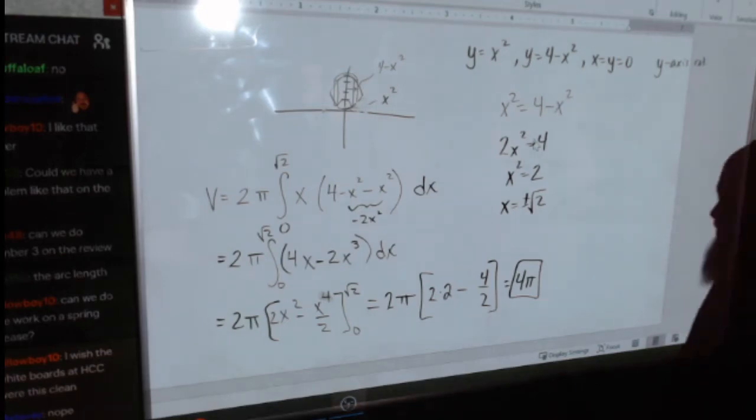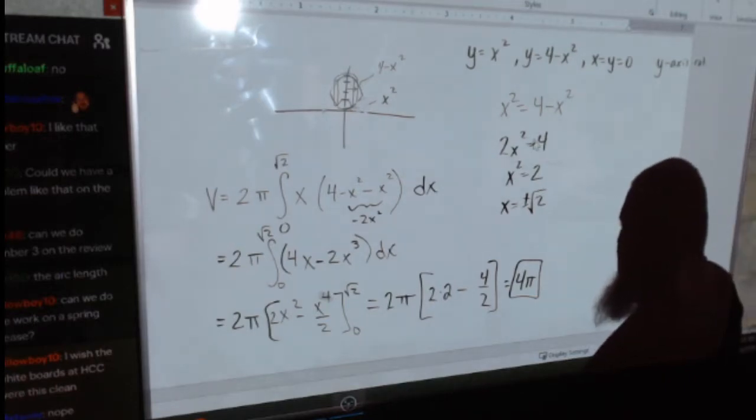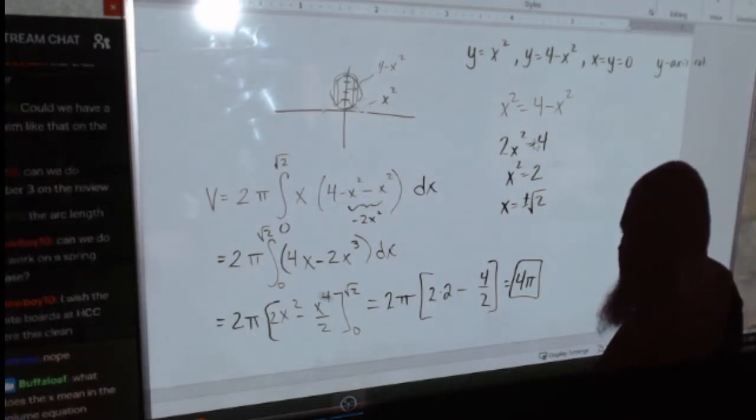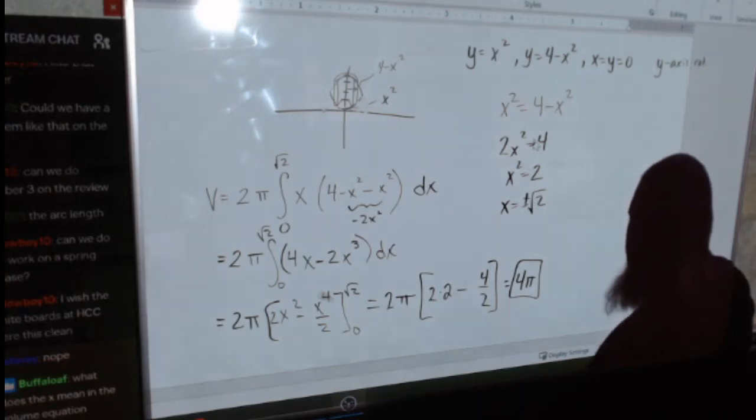Alright, so what was the next one you guys wanted to do? Can we do the work on a spring? What does the x mean in the volume equation?